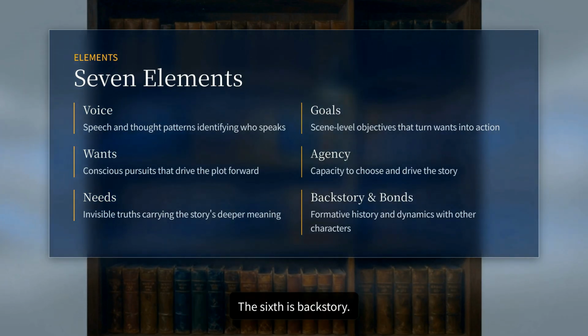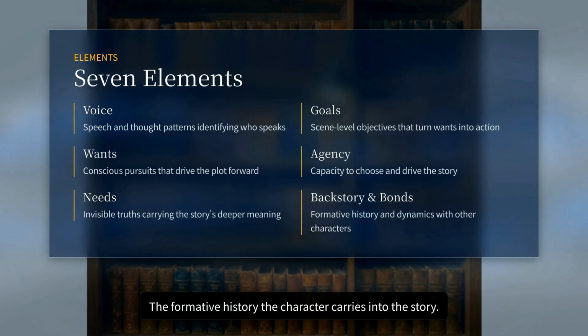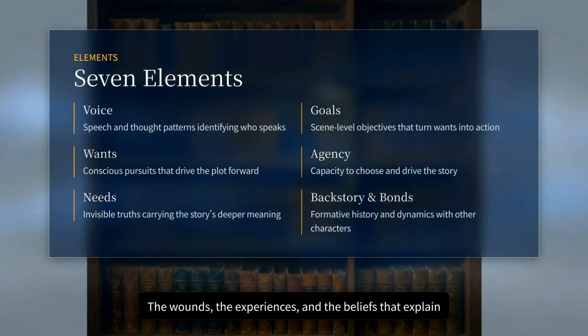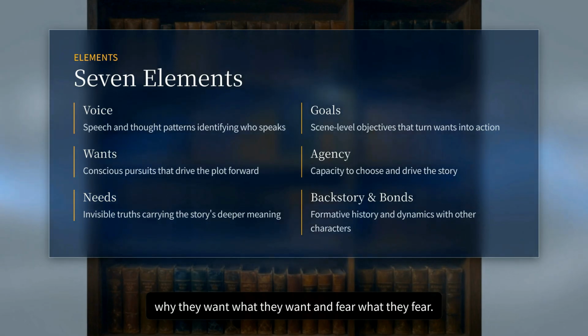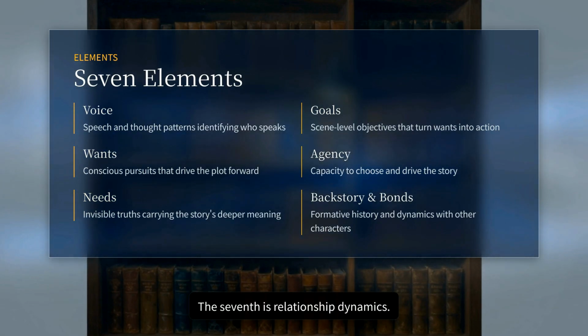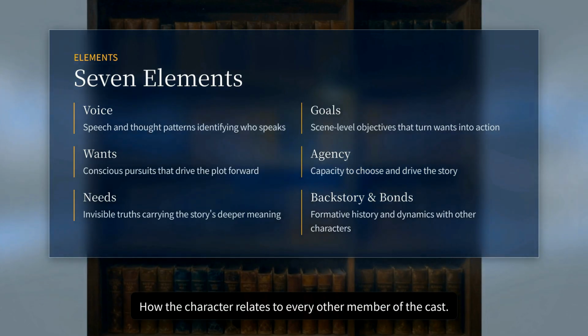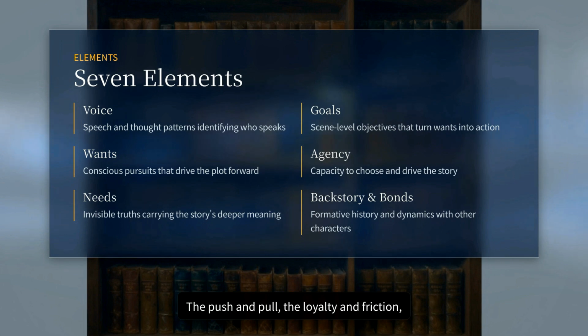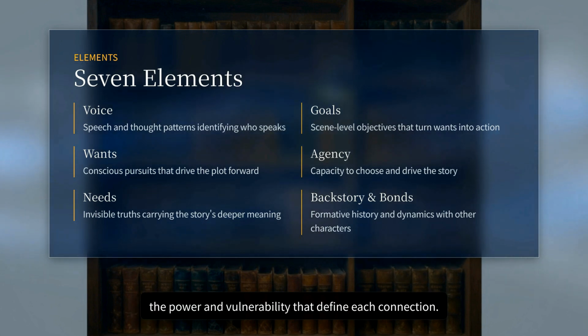The sixth is backstory, the formative history the character carries into the story. The wounds, the experiences, and the beliefs that explain why they want what they want and fear what they fear. The seventh is relationship dynamics, how the character relates to every other member of the cast. The push and pull, the loyalty and friction, the power and vulnerability that define each connection.